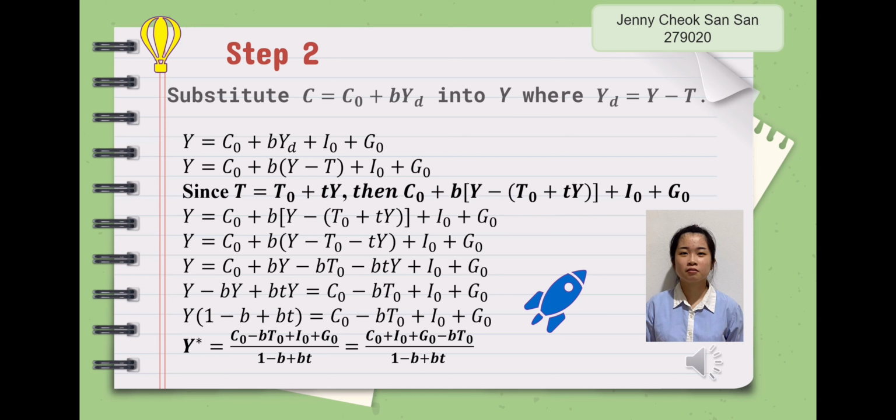And we can take out Y as a common factor. Then we move the parenthesis 1 minus B plus BT to the right hand side. So the final answer will be Y star equals C naught plus I naught plus G naught minus BT naught over 1 minus B plus BT.